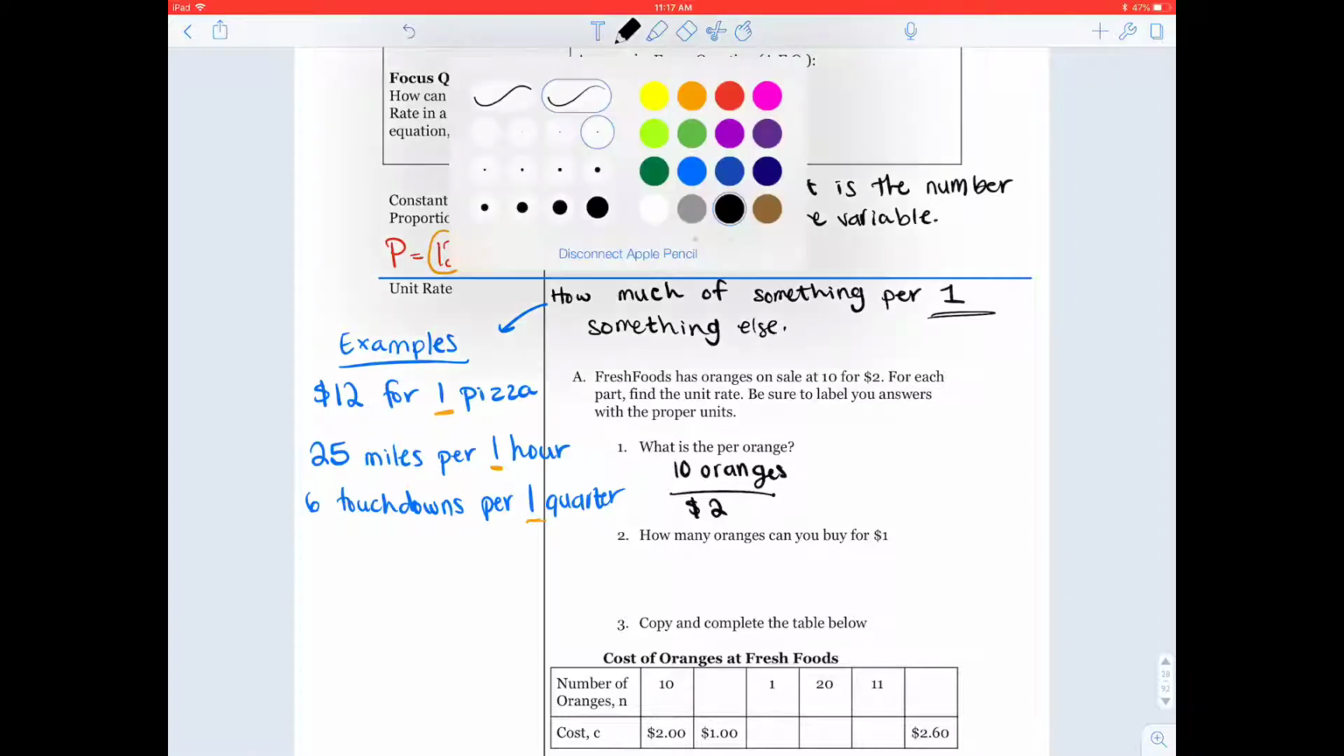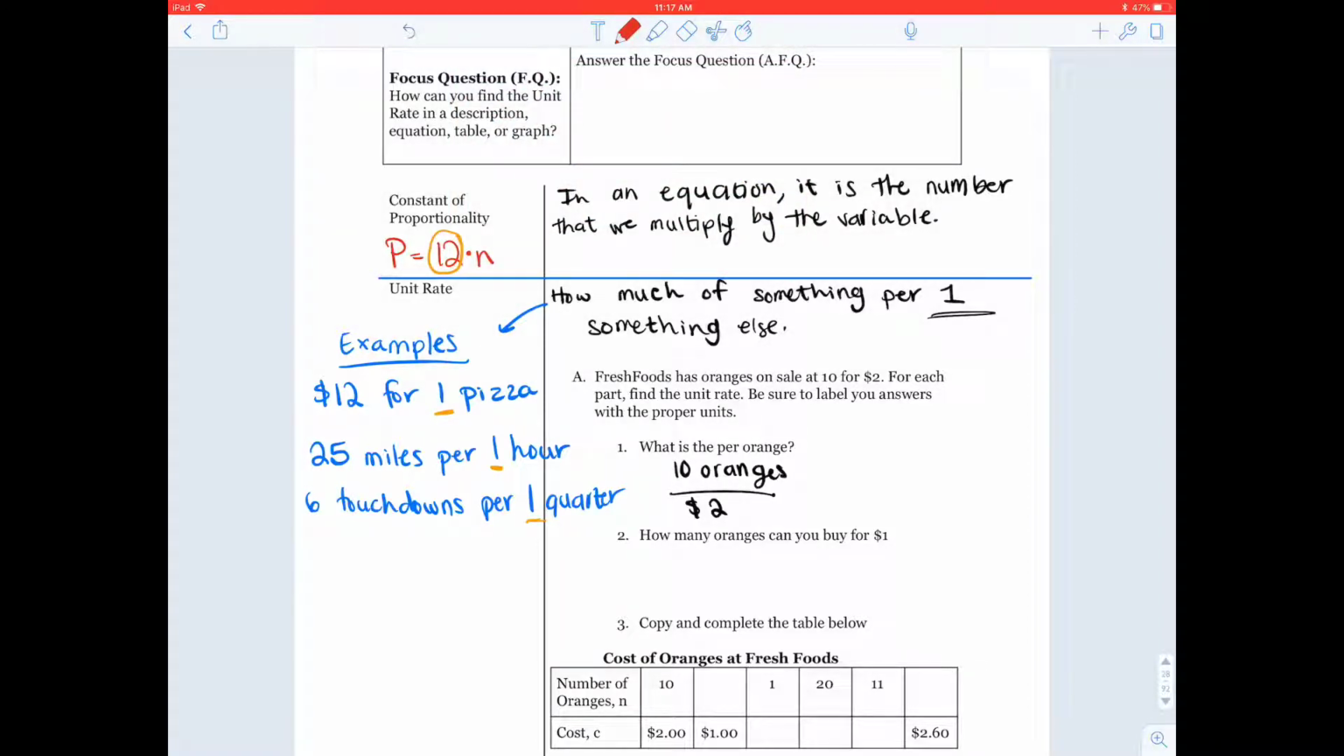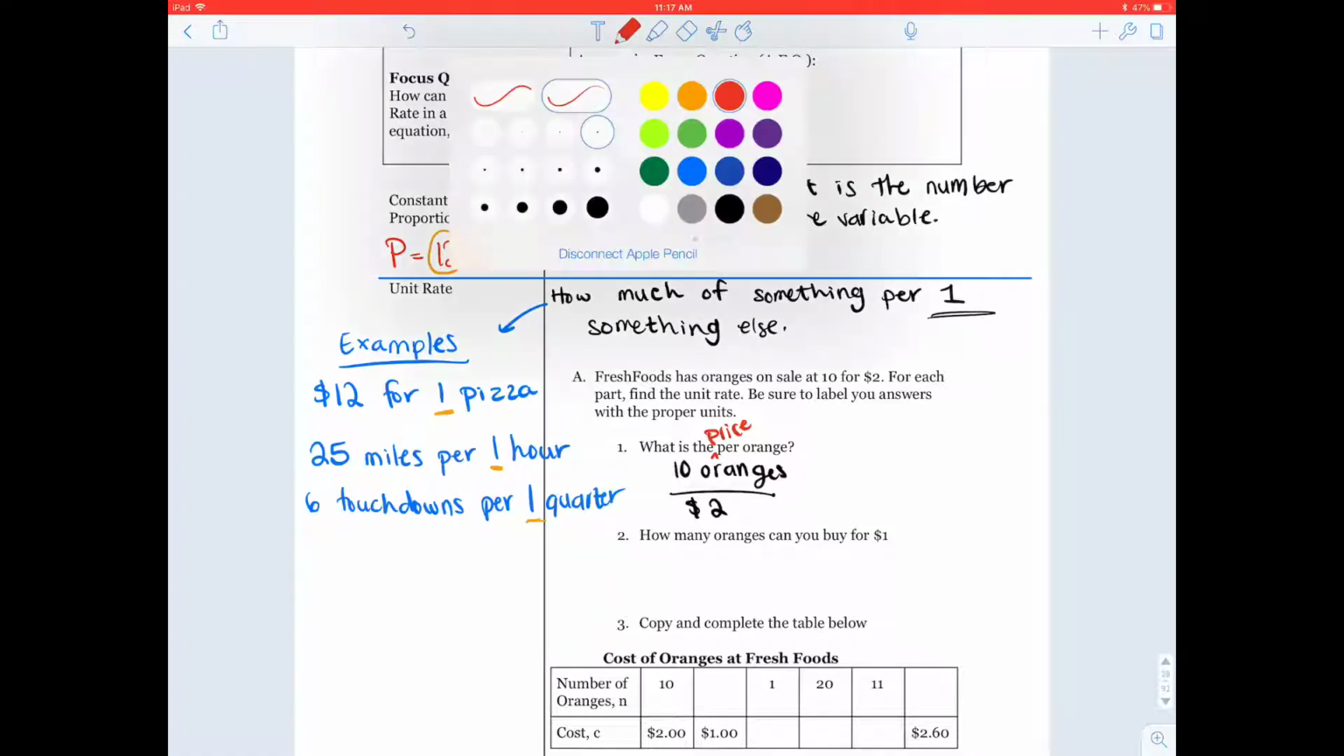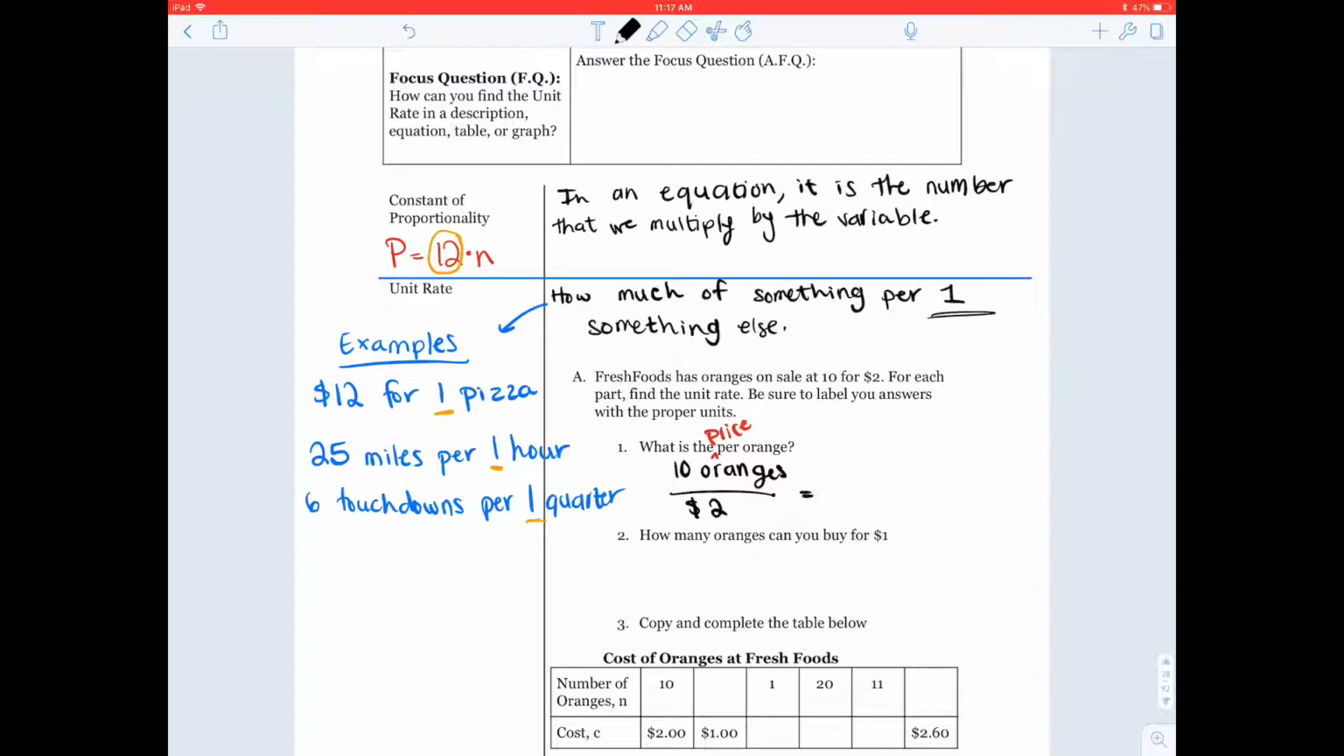So this first question here is asking us, what is the price per orange? Please add the word price here. What is the price per orange? Well, some of you may already know how to do this, but for those of us who may not know what to do, let's go ahead and create a proportion here. So I want to find the price per 1 orange. So if I write my proportion, I should have 1 orange on top and X dollars on the bottom. Now I have something to solve for. Now I can solve this proportion.